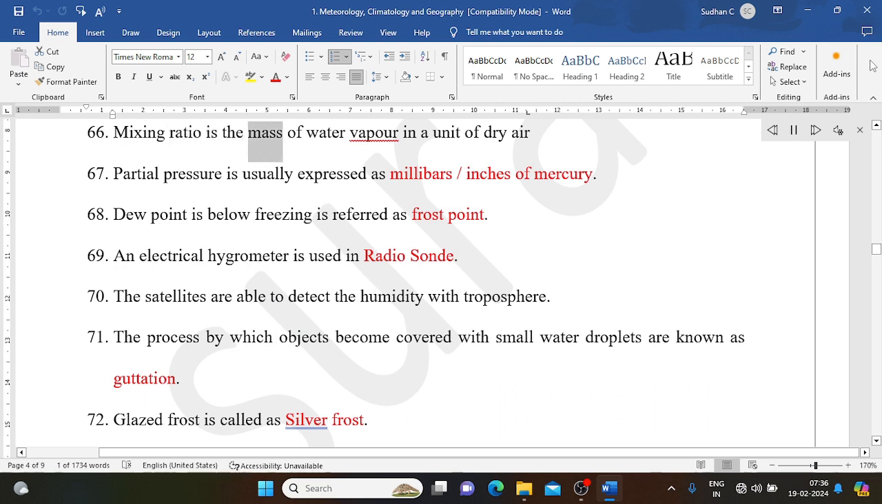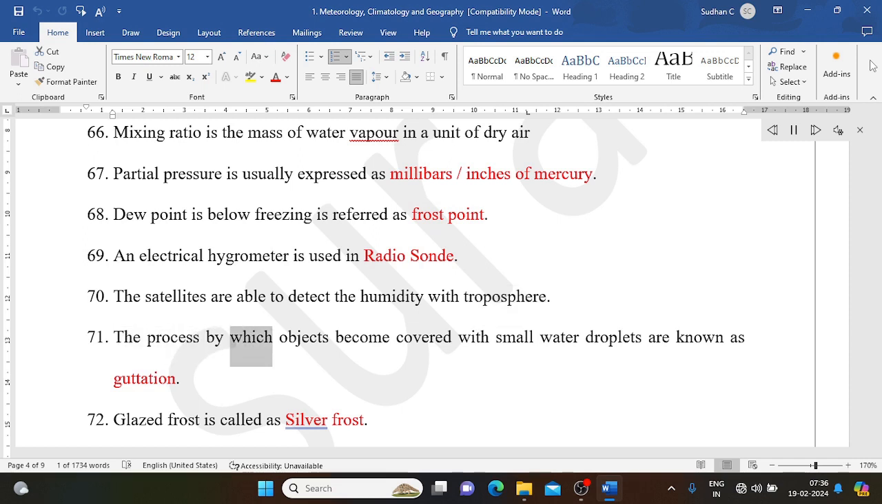Mixing ratio is the mass of water vapor in a unit of dry air. Partial pressure is usually expressed as millibars or inches of mercury. Dew point below freezing is referred to as frost point. An electrical hygrometer is used in a radiosonde. The satellites are able to detect the humidity within the troposphere.